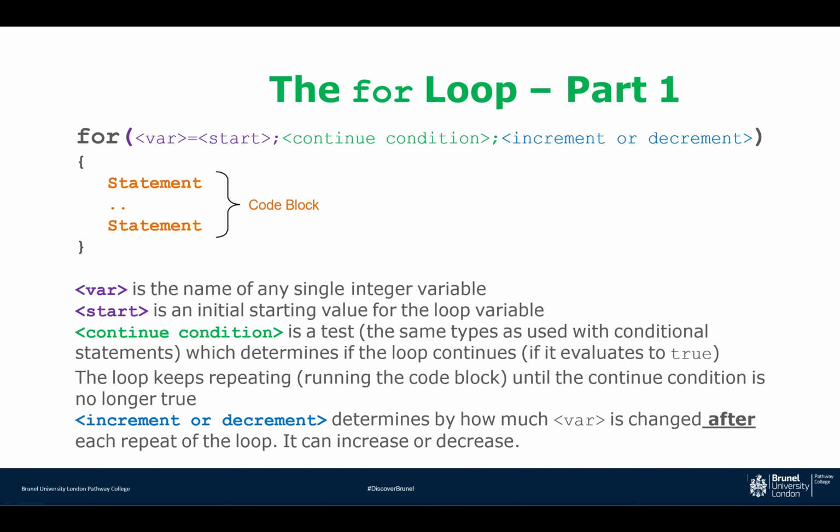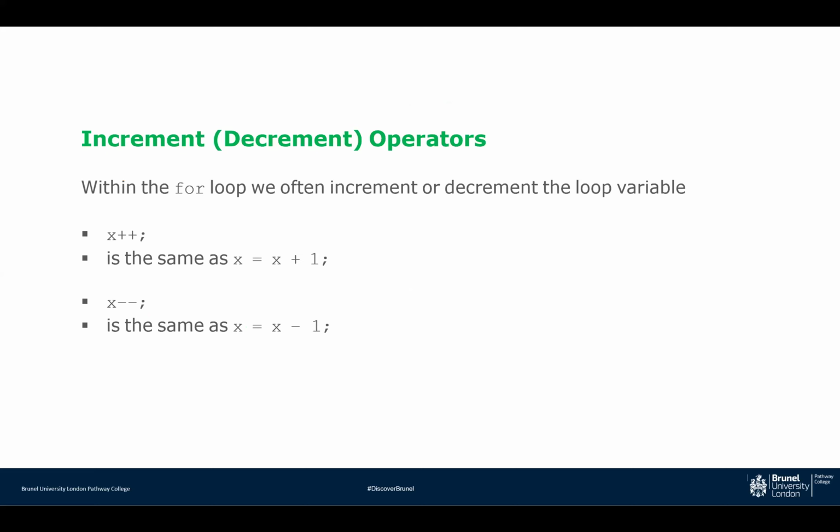For the increment or decrement, we can use, for example, if I want to increase the value of x by 1, the normal way that I know is x equals x plus 1, correct? So in this way, I'm increasing the value of x by 1. If I want to decrease the value of x by 1, x equals x minus 1. Good. But in the for loop, particularly, we use this short syntax. x plus plus is the same as x equals x plus 1. x minus minus is the same as x equals x minus 1.